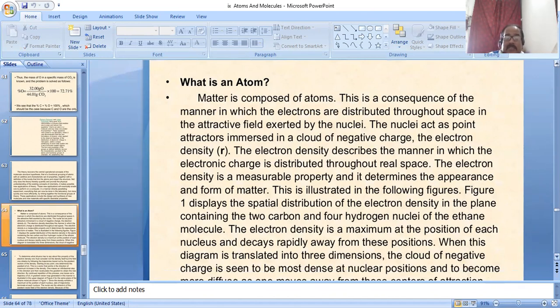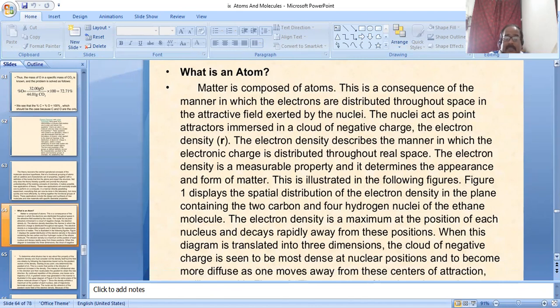One displays the spatial distribution of the electron density in the plane containing 2 carbon and 4 hydrogen nuclei of the ethane molecule. The electron density is maximum at the position of each nucleus and decays rapidly away from this position.